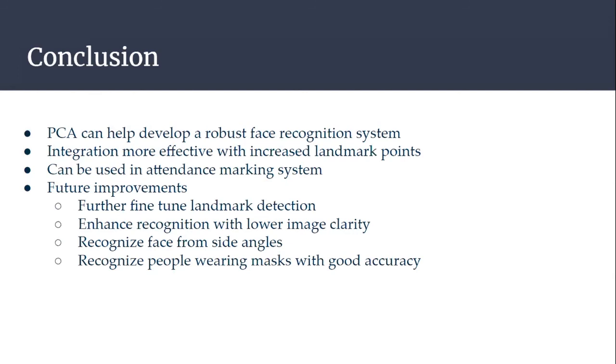And then lastly, and I think this is more relevant today, we could try to recognize people wearing masks with good accuracy. One proposal could be that we would perform Delaunay triangulation on a face without a mask, and then perform Delaunay triangulation on the face with the mask. So these are a couple of future improvements that we could implement in the near future, and that would help develop an even more robust face recognition system for everybody's convenience.